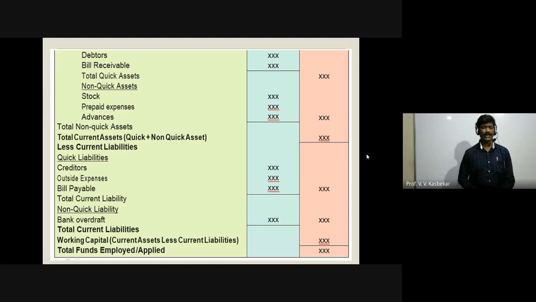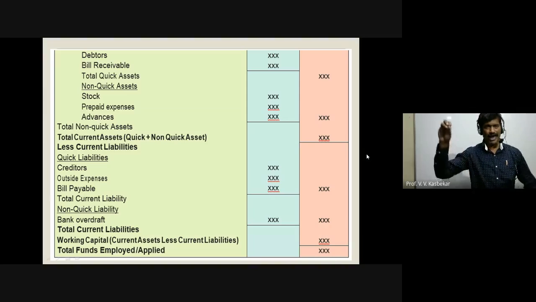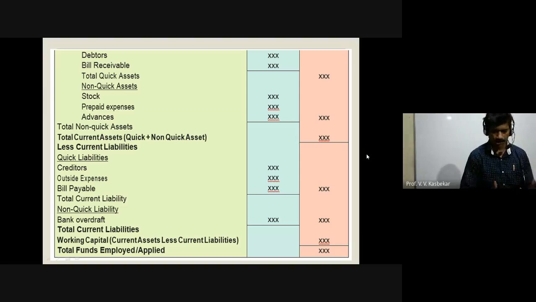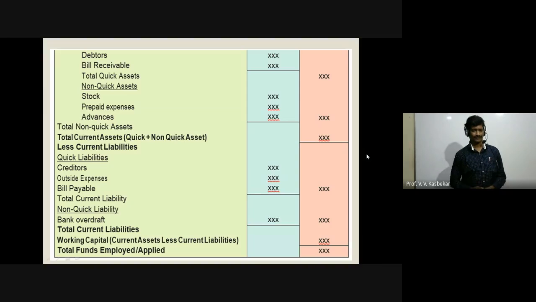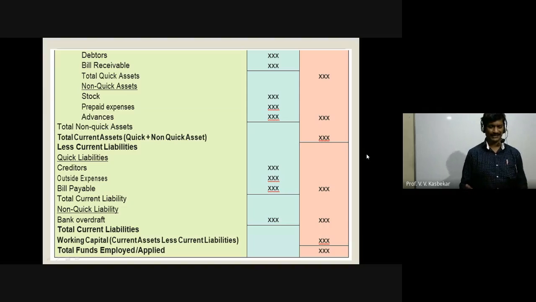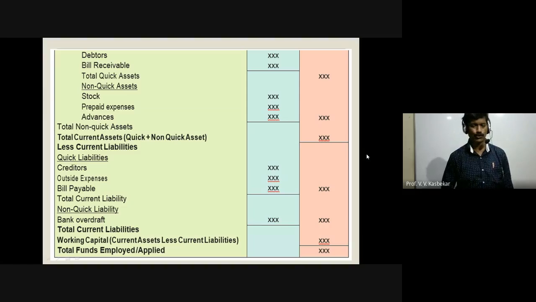Then non-quick assets. Again, non-quick assets are also added in that, such as stock. Stock means closing stock. You have stock with you. Then prepaid expenses. It is actually debit side of balance sheet. We can say balance sheet asset side. Actually not debit side, but actually asset side of balance sheet. In sources of funds, we put all the liability sides items. Here, asset sides items. Okay. Then stock, prepaid expenses, and advances. Then total of non-quick assets. Then total current assets. We have total current assets, that is quick plus non-quick assets.